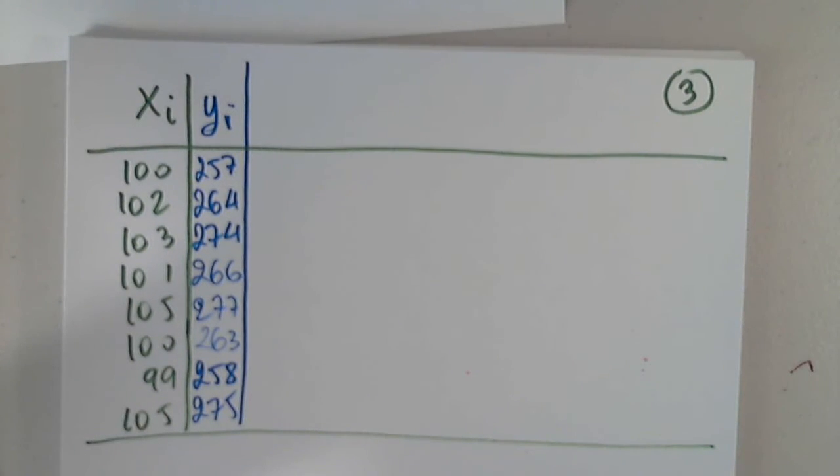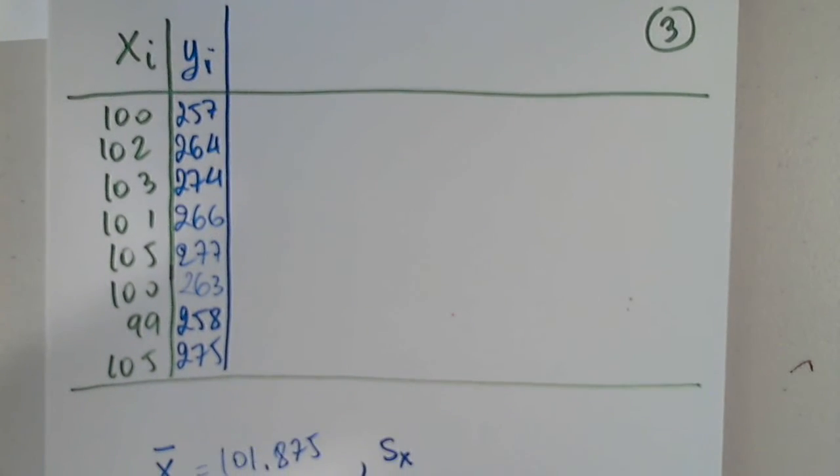Okay. So I have 101.875 for the mean of x and 266.75 for the mean of y. The standard deviation for S sub x, 4 decimal digits, is 2.2952, and S sub y is 7.7414.